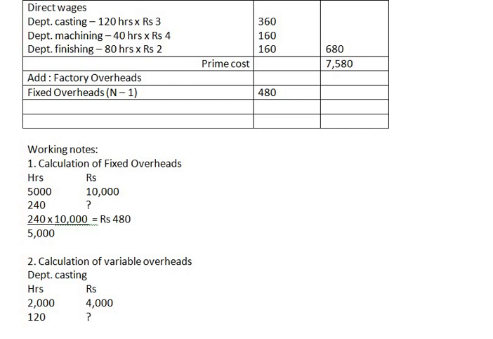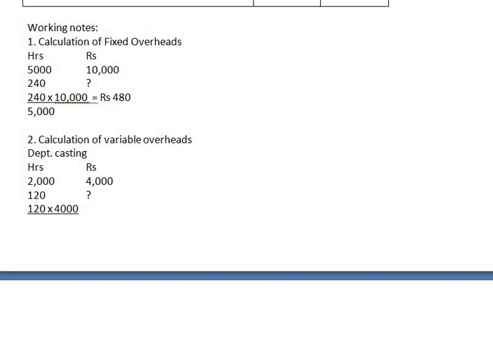Again, cross multiplication: 120 into 4,000 divided by 2,000, which is equal to rupees 240.